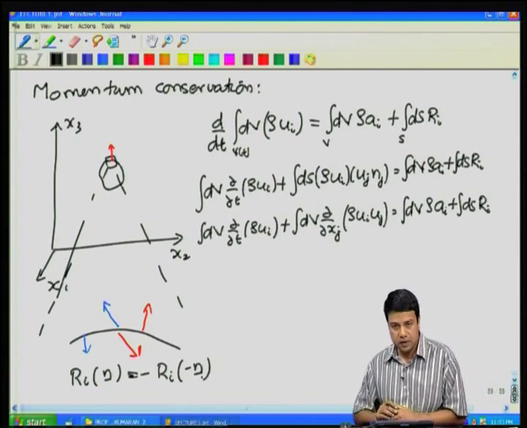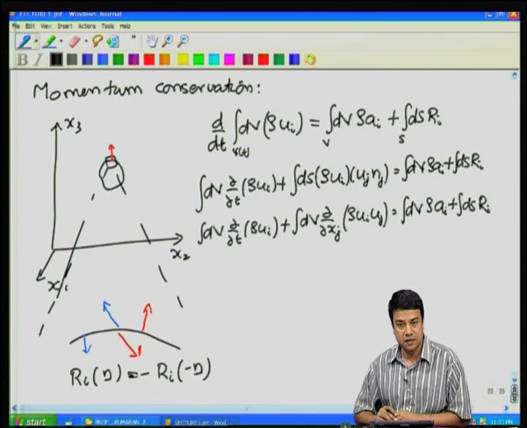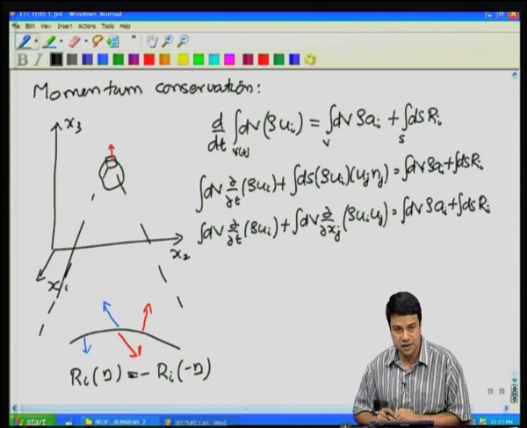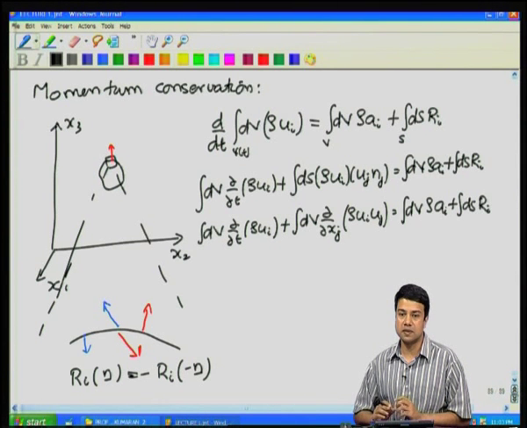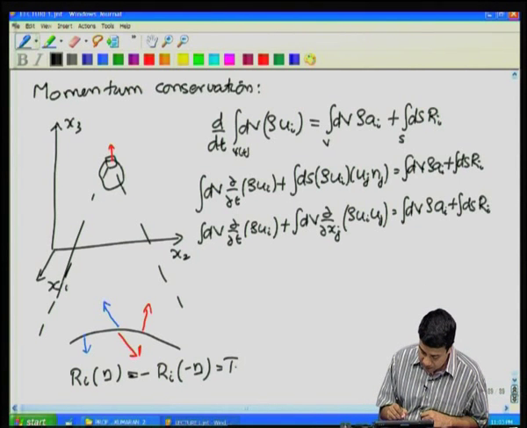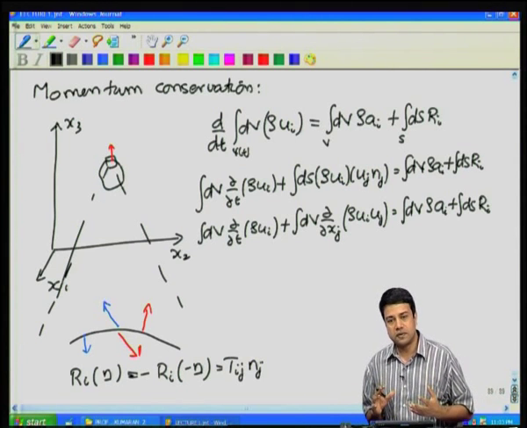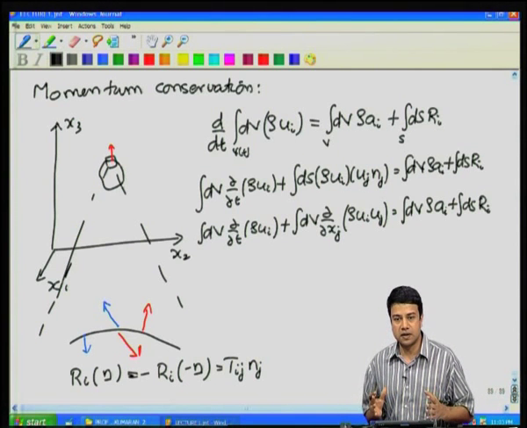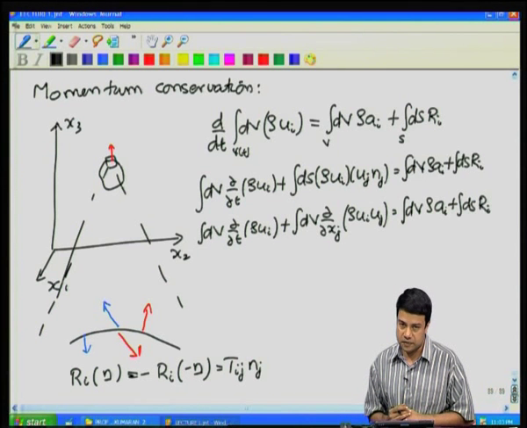Okay. And this of course suggests that the force can be expressed as the stress tensor times a unit normal, because if the force can be expressed as the stress tensor times a unit normal, then reversing the direction of the unit normal automatically reverses the direction of the force acting at the surface.